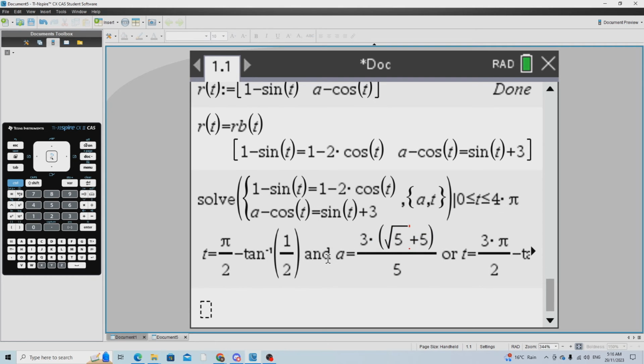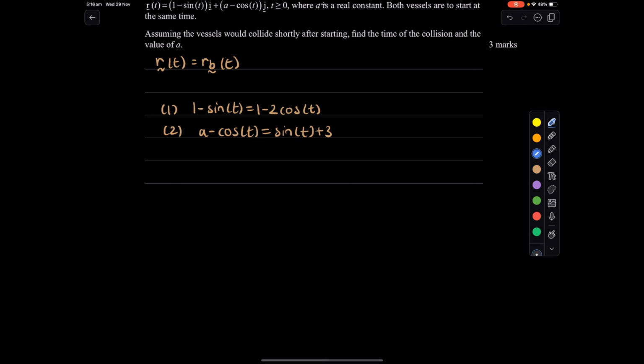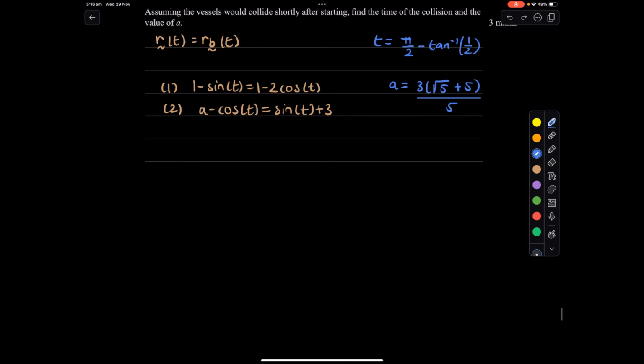So let's write them down. So the time is pi over 2 minus tan inverse half, and A is equal to 3 root 5 plus 5 all over 5. That's it. So we found A and the time. But I think in the exams, they don't like it in terms of this, because this is CAS syntax. So just change it. We want to change it into a nice form, like an actual beautiful form.